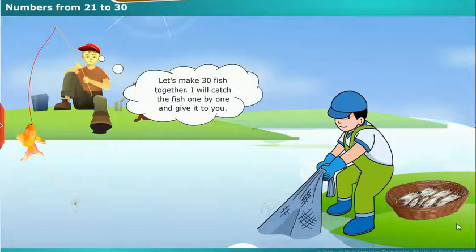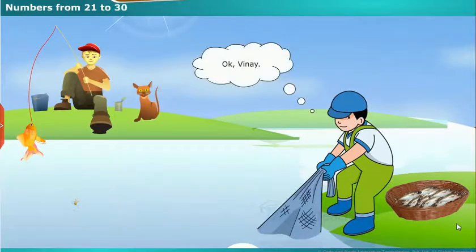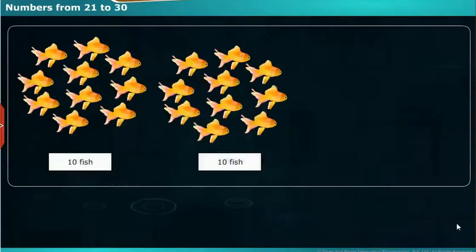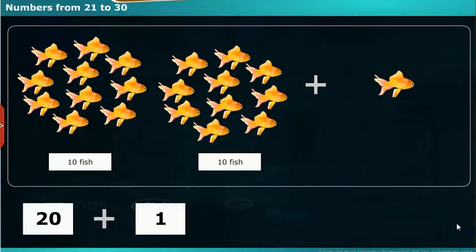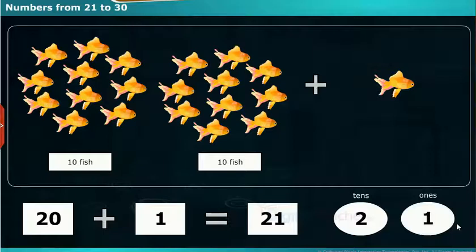Let's make 30 fish together. I will catch the fish one by one and give it to you. Okay, Vinay. Vinay gave one fish to Kiran. So, 20 plus 1 is equal to 21. Total is equal to 21 fish.